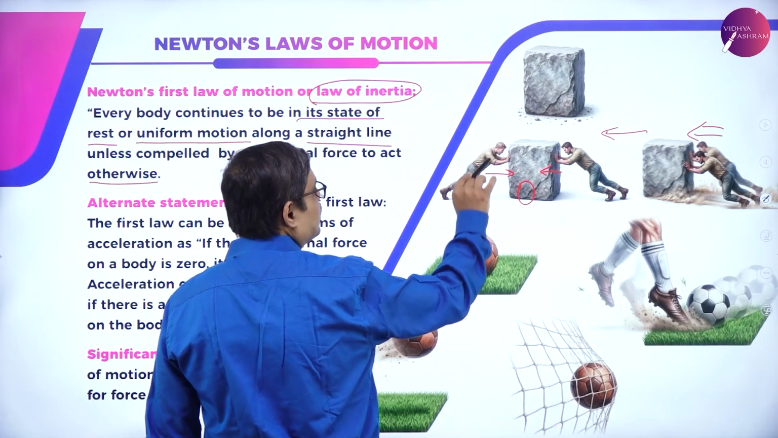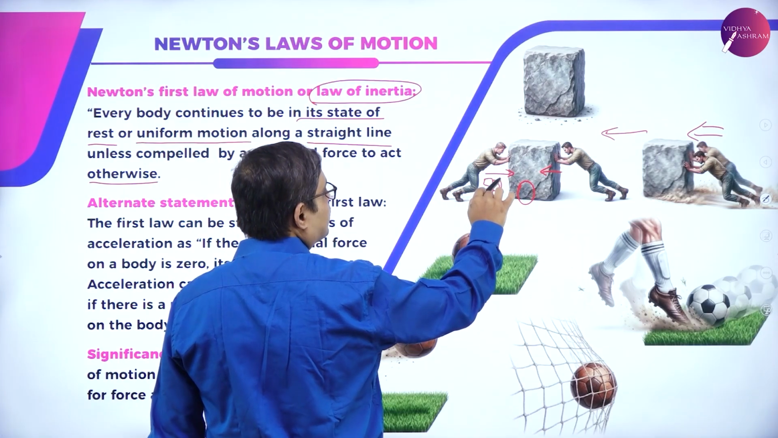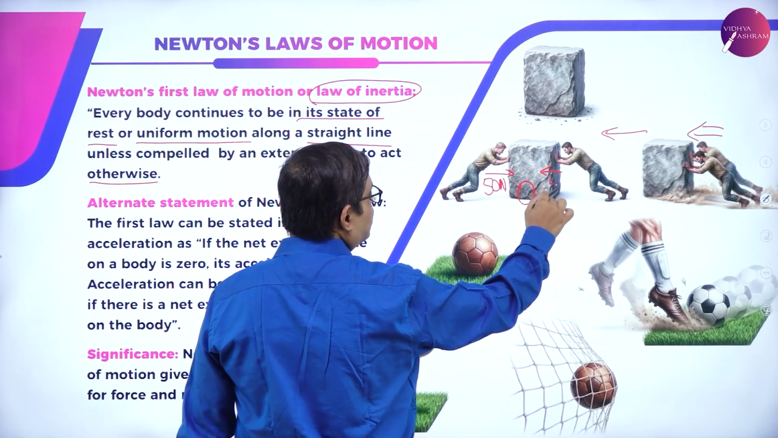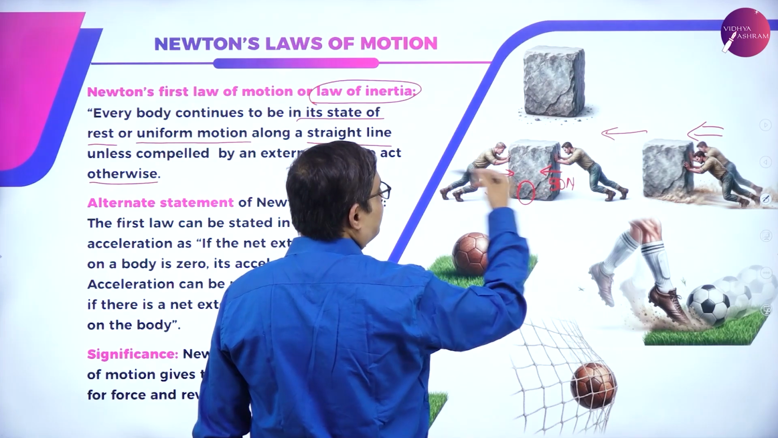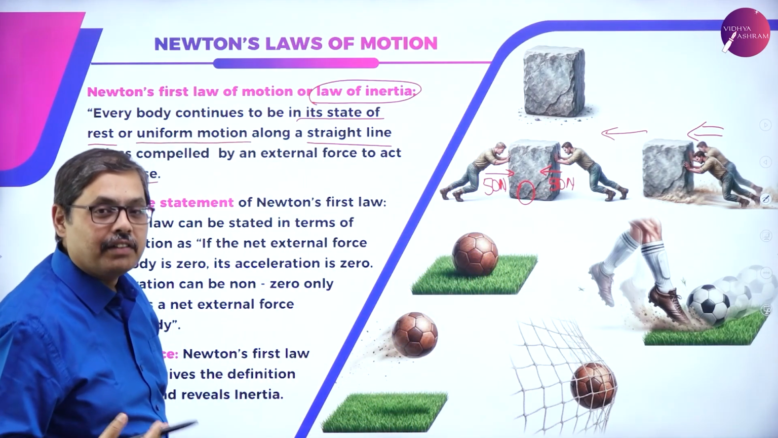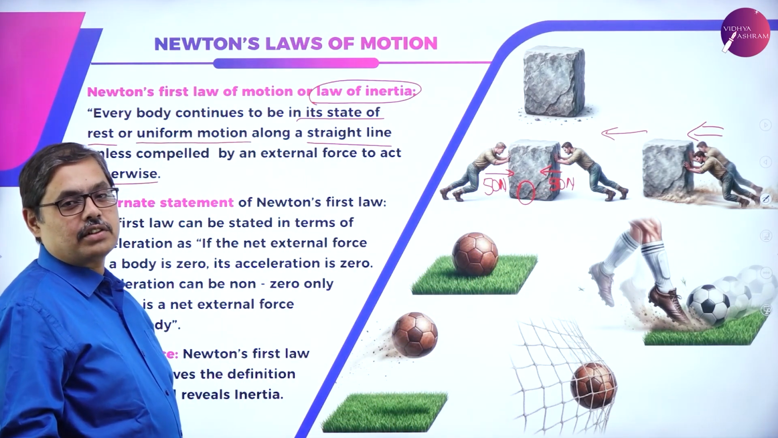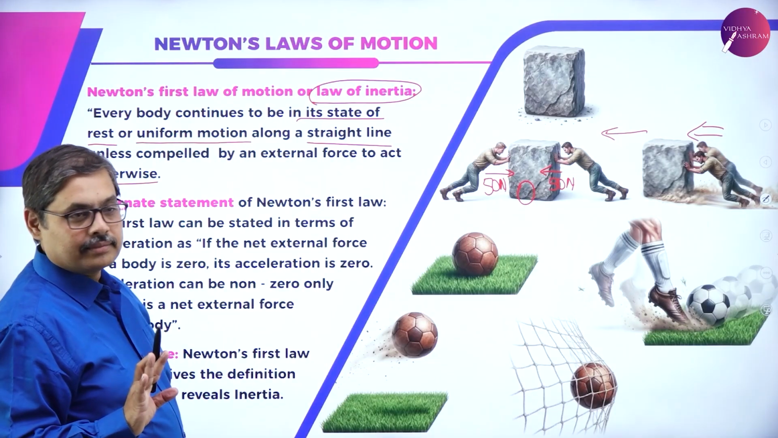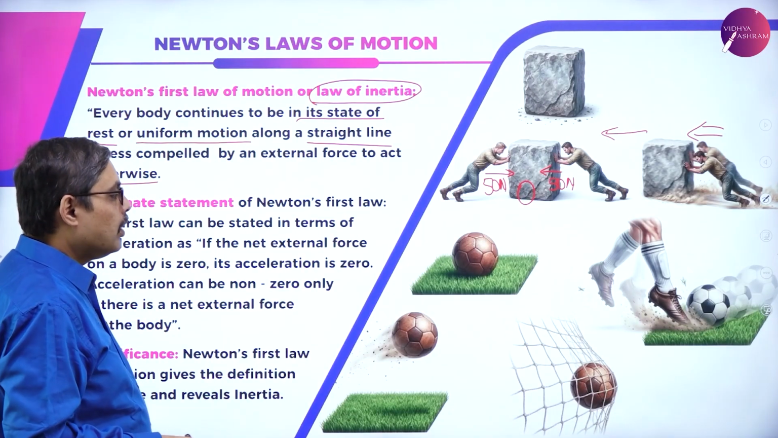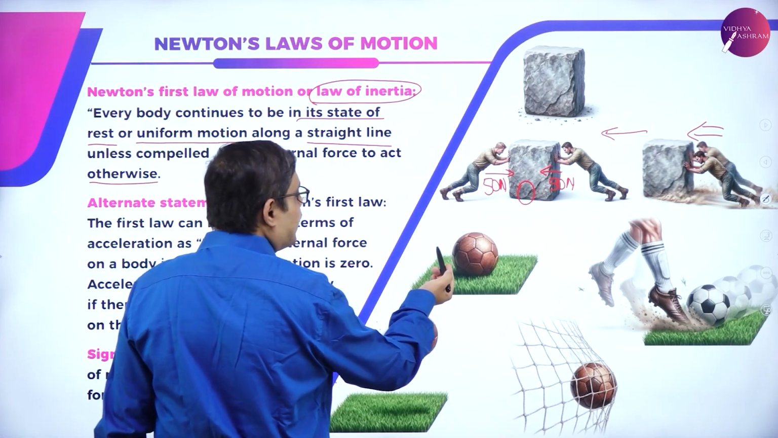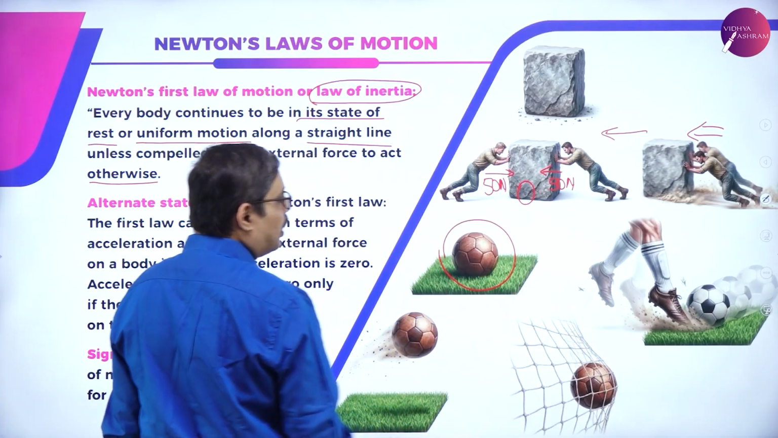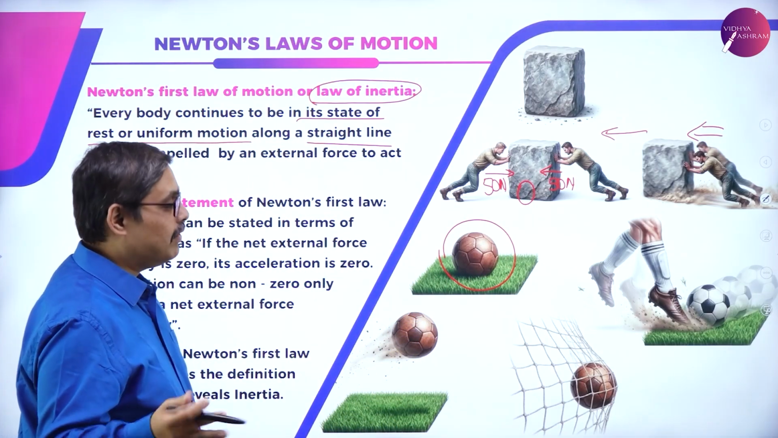This person is pushing the stone, say by 50 newtons towards the right. This person is also pushing the stone by 50 newtons in the left direction. What will happen? It will equate, the net force is zero. So the stone will be stationary. Okay. You can understand by taking the example of a stationary ball. Unless someone kicks it, it will not move.